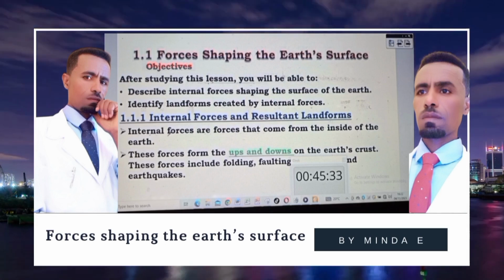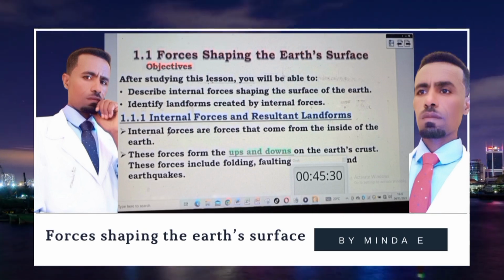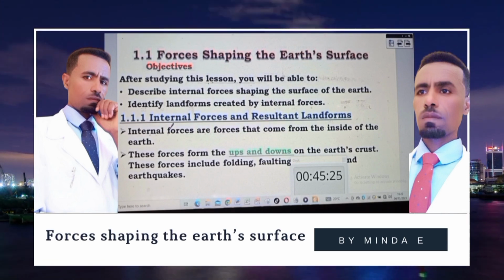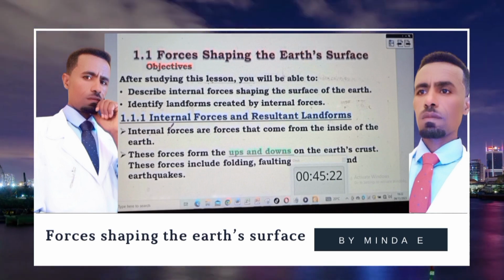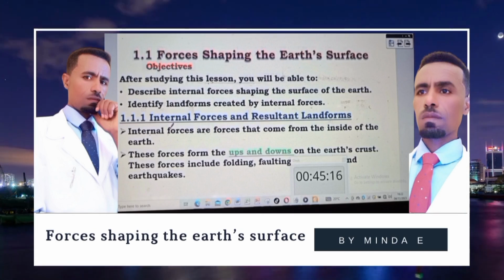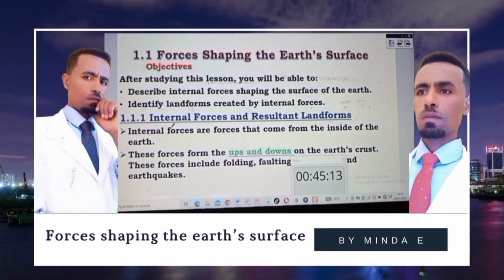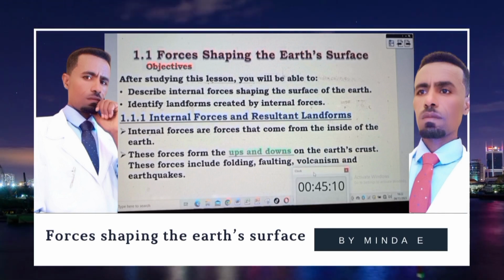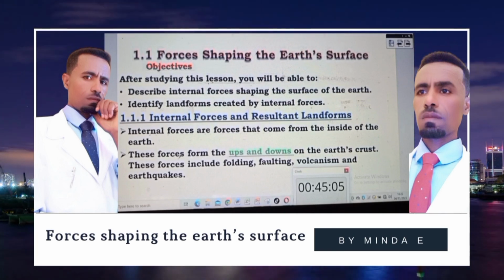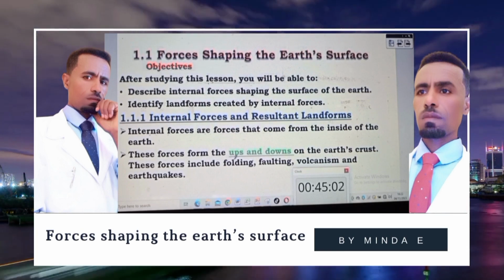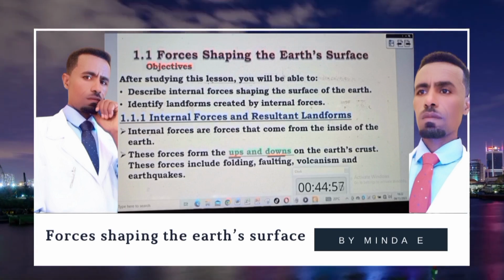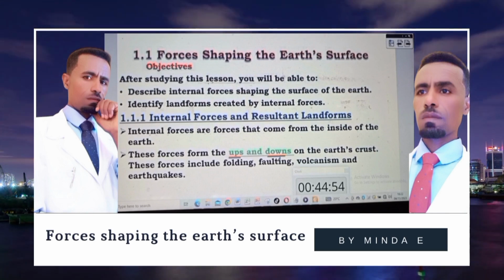By the way, the forces that can change the surface of the earth can be divided into two. The first one is known as internal force. It is also known as endogenic forces. These endogenic or internal forces can change the surface of the earth by creating ups and downs. They can form ups and downs on the surface of the crust.